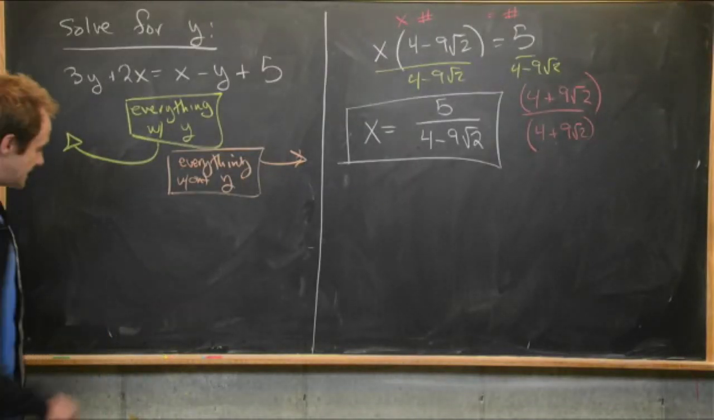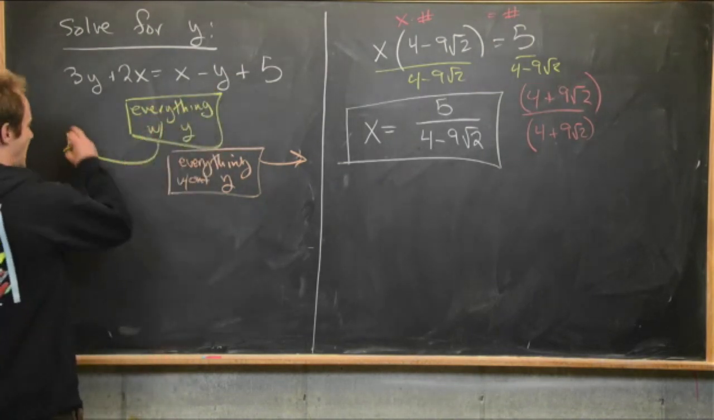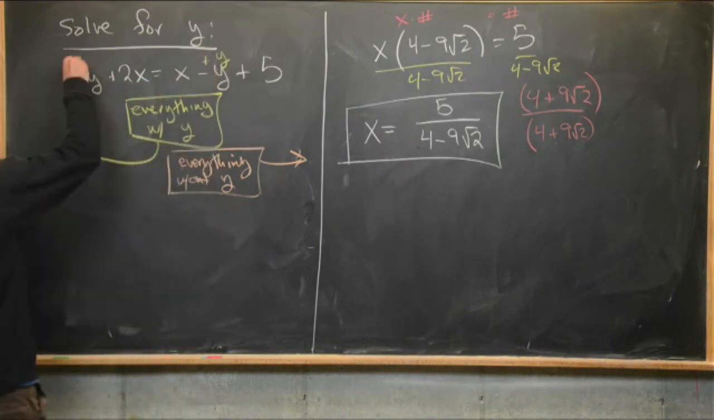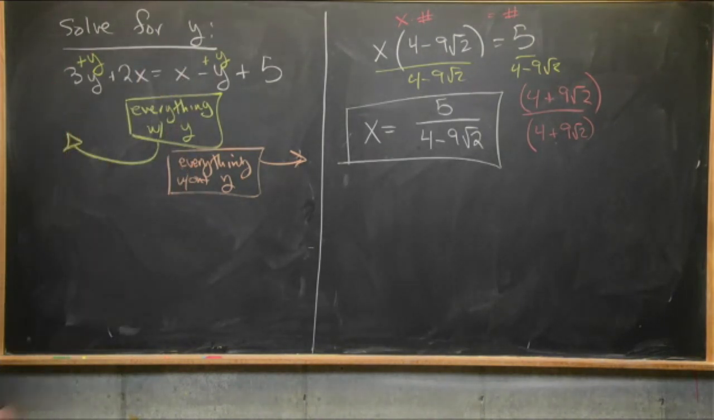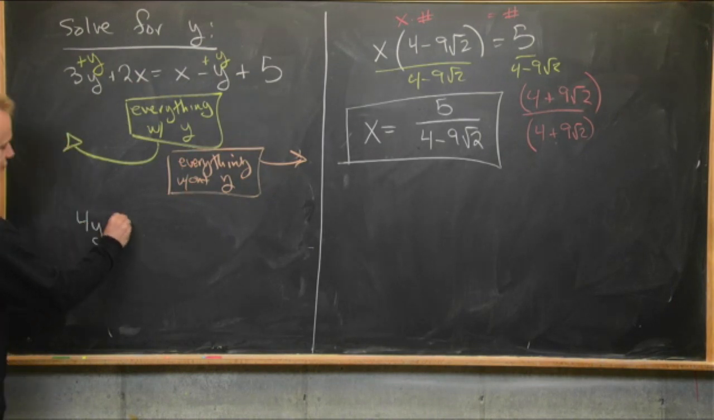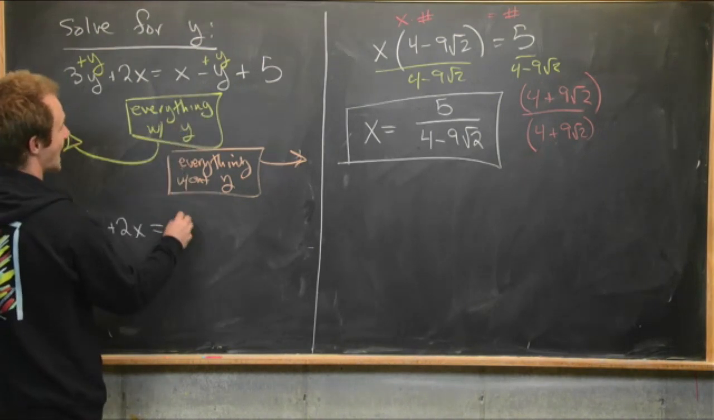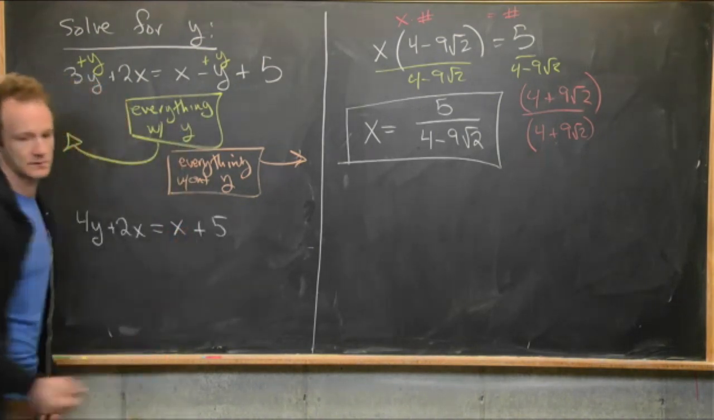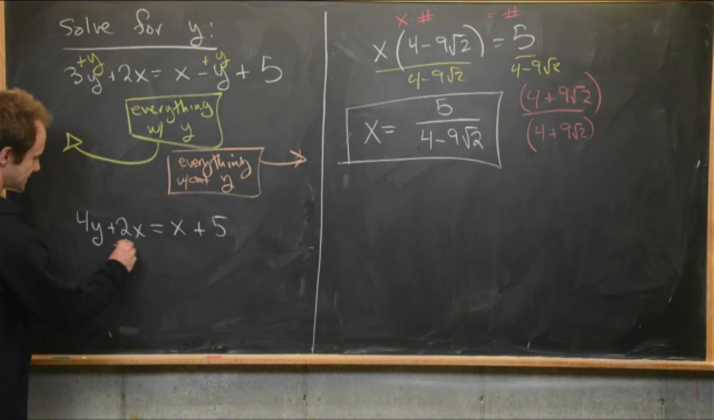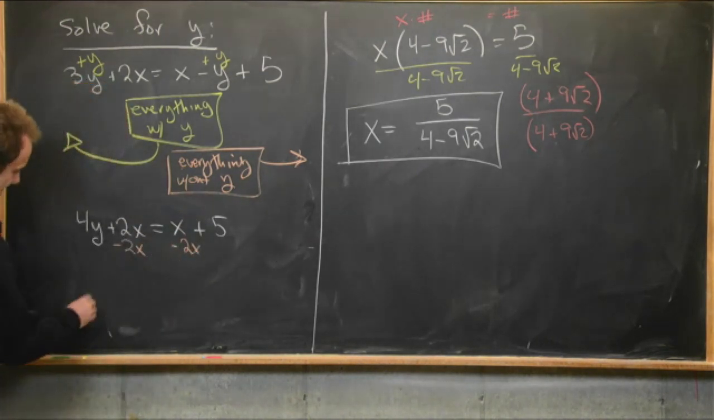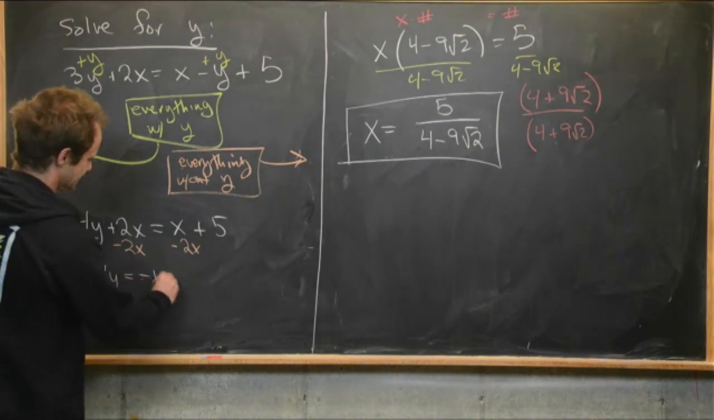Okay, good. Now let's do this yellow box action. That means we need to add y to both sides, so that'll move everything with a y to the left. Let's see what that gives us. If we add that here, we get 4y plus 2x equals x plus 5. So the y's cancel. That was our goal. Now we move everything without a y to the right, so we'll subtract 2x from both sides. That's going to leave us with 4y equals negative x plus 5.